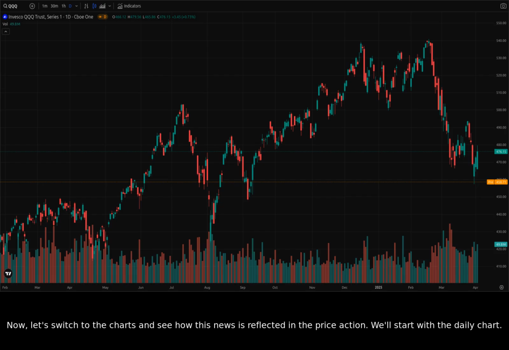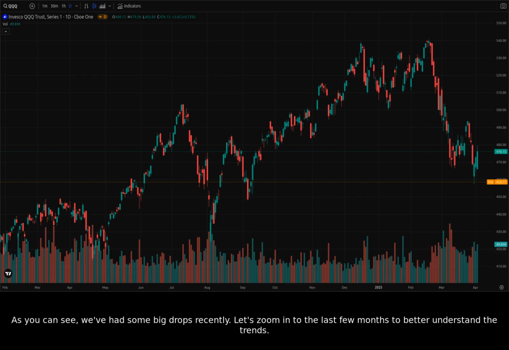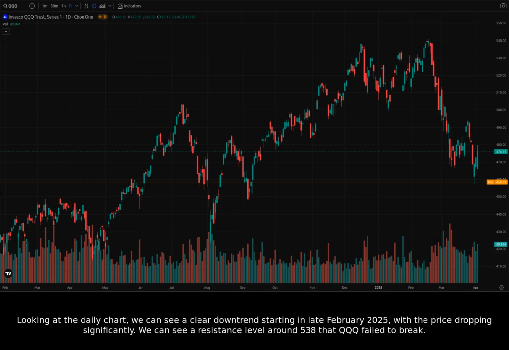We'll start with the daily chart. As you can see, we've had some big drops recently. Let's zoom into the last few months to better understand the trends. Looking at the daily chart, we can see a clear downtrend starting in late February 2025, with the price dropping significantly. We can see a resistance level around 538 that QQQ failed to break.